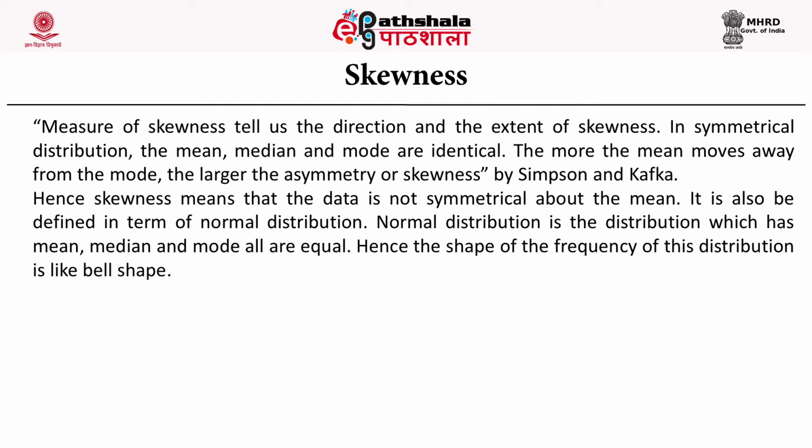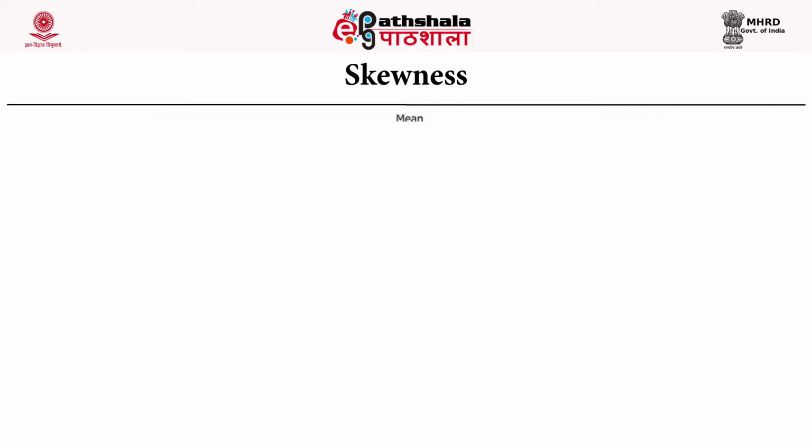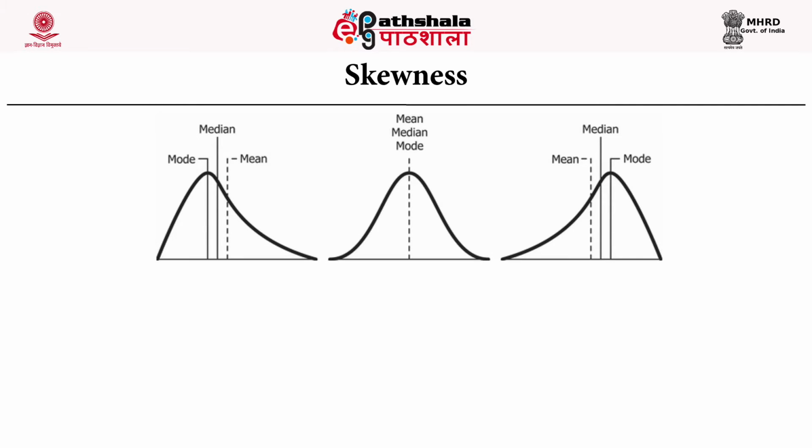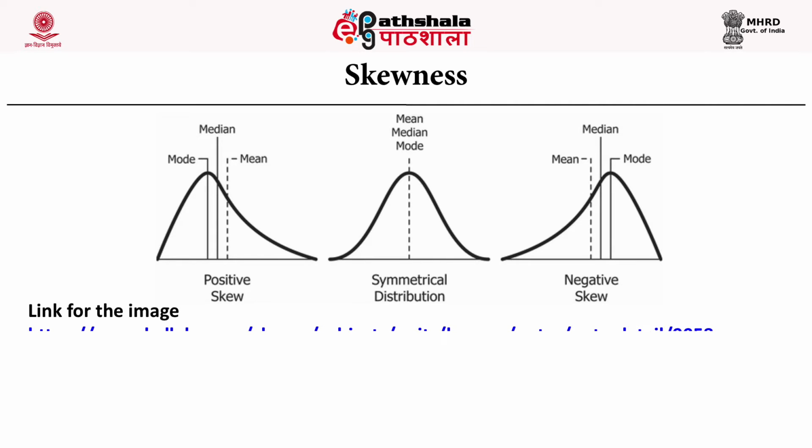It can also be defined in terms of the normal distribution. Normal distribution is the distribution which has mean, median and mode all equal. Hence, the shape of the frequency of this distribution is bell shaped. From this figure we can see that we have three curves. One is positively skewed, second is symmetrical, and third one is negatively skewed. In the first figure, if we have positive skew, then mode is less than median is less than mean, and if we have a symmetrical distribution, then mean is equal to median is equal to mode, and for negative skew we have mean is less than median is less than mode.